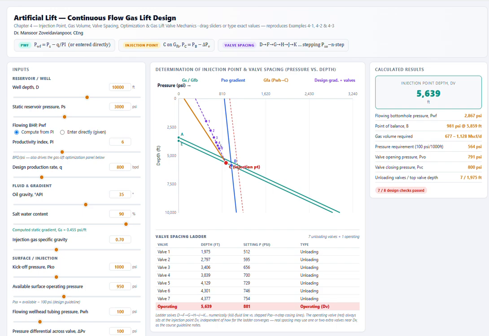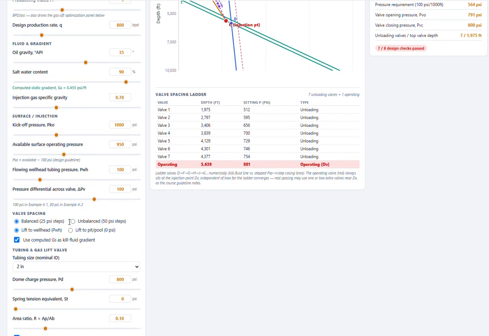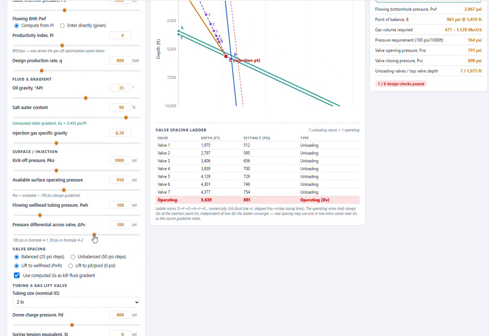Now, let me ask you something. Suppose I reduce the valve differential pressure. What do you think happens to the injection point? Okay, so if I change this, what would happen? Will it move deeper or shallow? Take a second and think about it.